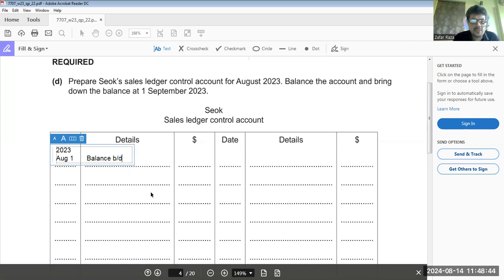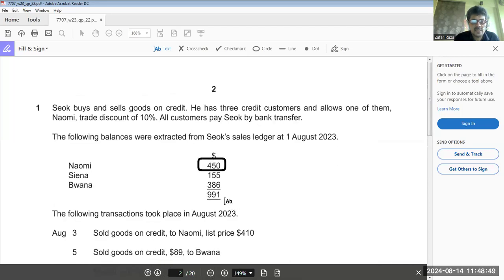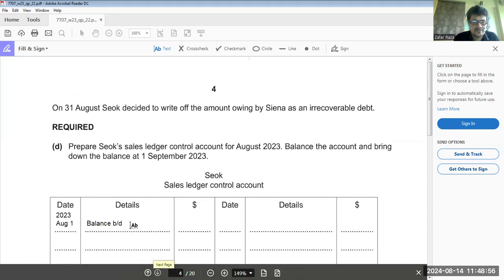Okay, what was the balance BD of the control account? From where should I get this balance? Yeah, 991. The total receivable at the start of the month would be the opening balance of control account, 991. Okay, now all other entries will appear on 31st August. All entries will appear on 31st August now.